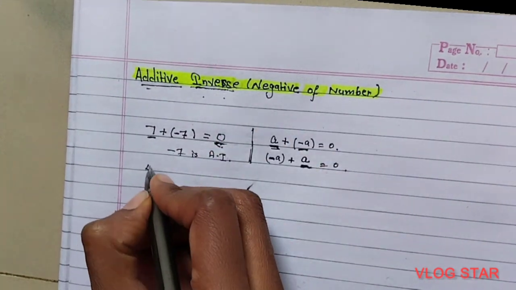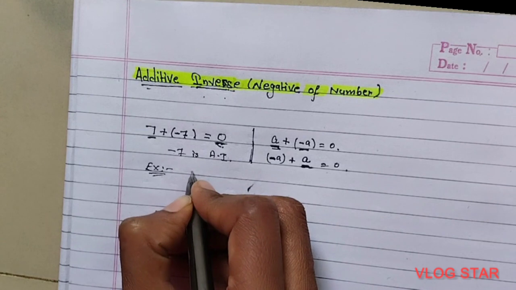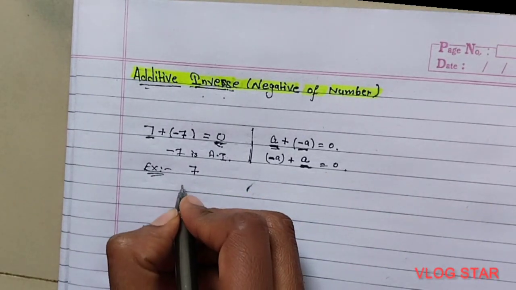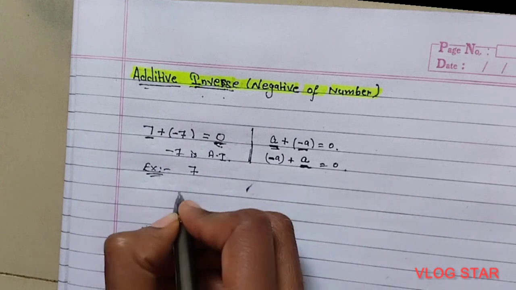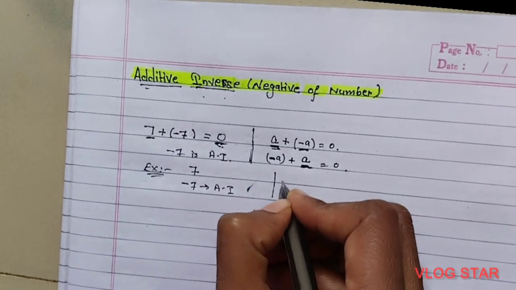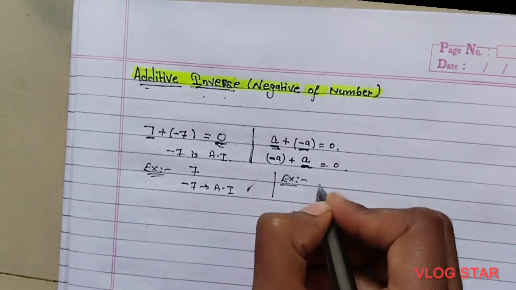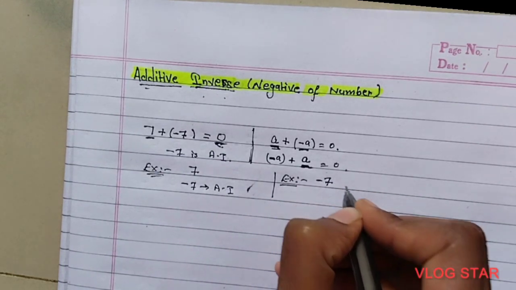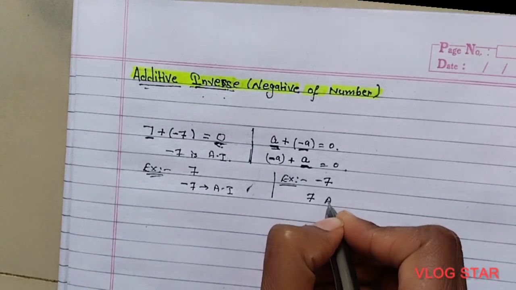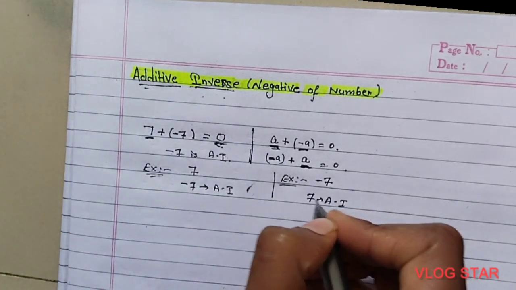Okay, I will show you by example. If we have a number 7, then its negative, that is its additive inverse, will be minus 7. If we have a negative number, suppose minus 7, then the additive inverse of minus 7 will be 7. Okay, now come to the question.